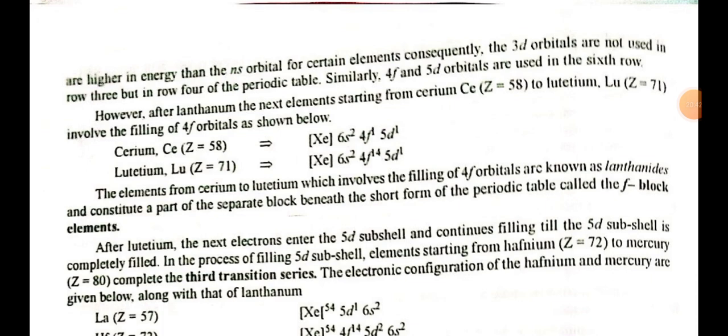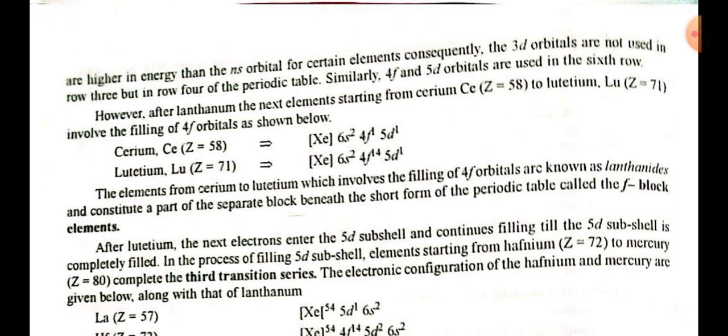because of penetration power, and their energies fall substantially below 7s. Energies of 6d and 5f are nearly similar in magnitude. The next entering electron, in the element actinium, enters the 6d subshell, thereby marking the beginning of the fourth transition series.